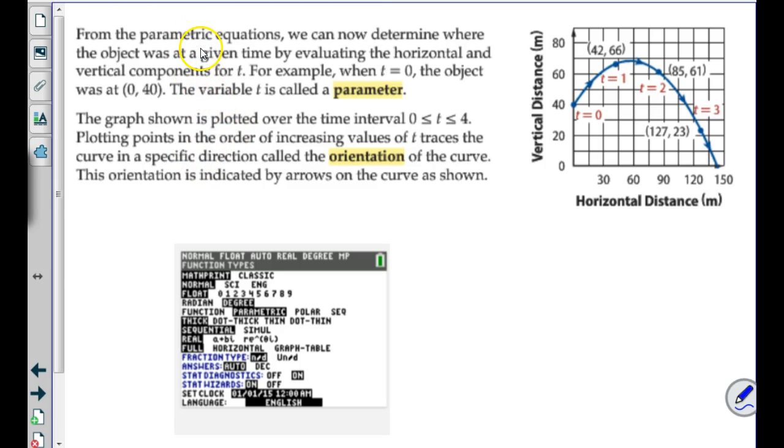From the parametric equations, you can now determine where the object was at any given time. So if you know time t, you can determine both its horizontal and vertical distance away. The variable t is called a parameter. If we use the restrictions here of t is between 0 and 4, so the first 4 seconds of its path, the curve follows an orientation because it starts here and then as time progresses it's going this way. So orientation just means you're putting these arrows on the graph to show which direction it's going. And it's going to show up on your calculator in an order as well.